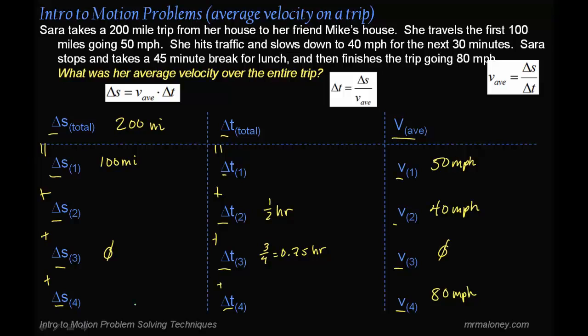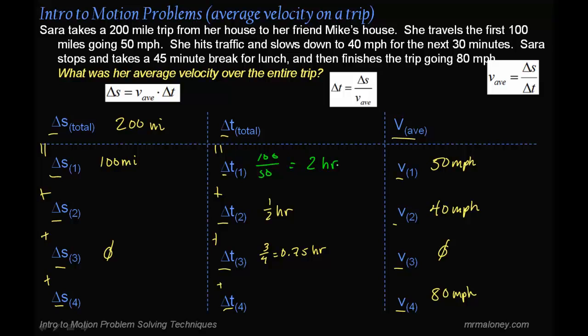Now the next question is what can we find out using our equations? Well, over the first part of her trip, we know how far she traveled, 100 miles. We know her speed is 50 miles per hour. So we can find the time it takes for her to travel that, using the fact that the time it takes something to travel is the change in position over the average velocity, which is, in this case, 100 divided by 50, which gives us 2 hours. So we got something new.